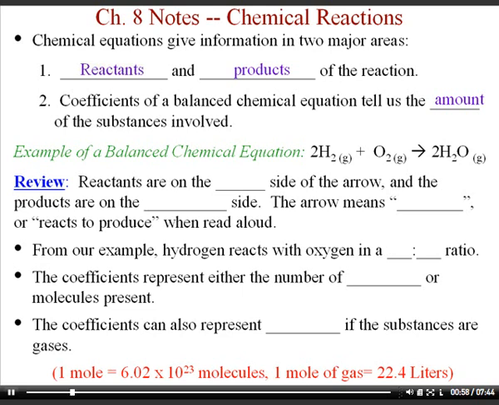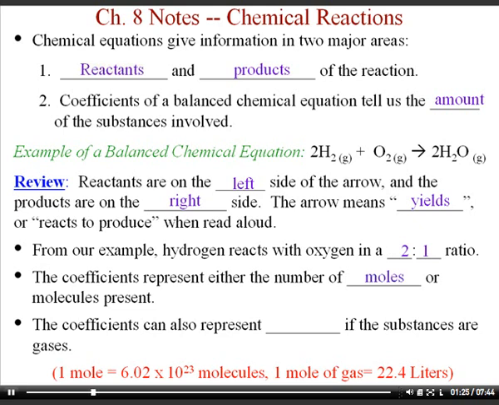So we know the reactants, they're on the left side of the arrow, and we know the products are on the right side of the arrow, and for this particular reaction there's only one product, which is water, and the arrow means reacts to produce or yields when you read the equation aloud in the form of a sentence. And from a reaction we can see that it took 2 hydrogen molecules and 1 oxygen molecule to form the water, so they react in a 2-to-1 mole ratio.